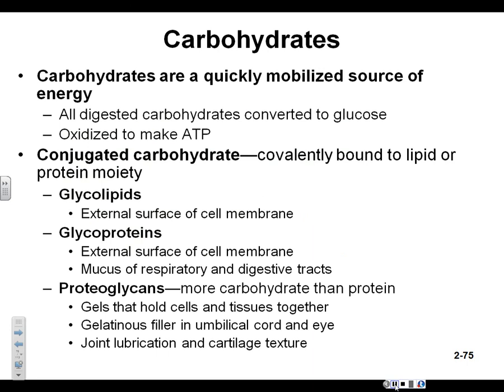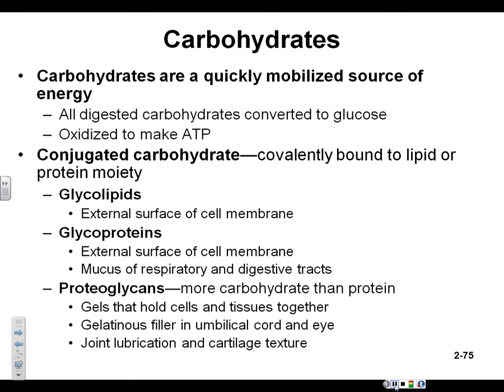Alright. Glycolipids, glycoproteins, and proteoglycans. They mention the terms a conjugated molecule or a moiety, M-O-I-E-T-Y. That is when we take 2 different molecules and combine them together. Glyco means what? Sugar. Lipid is a what? Fat. So glycolipid is a sugar and a fat together. Glycoprotein is a sugar and a what? Protein.